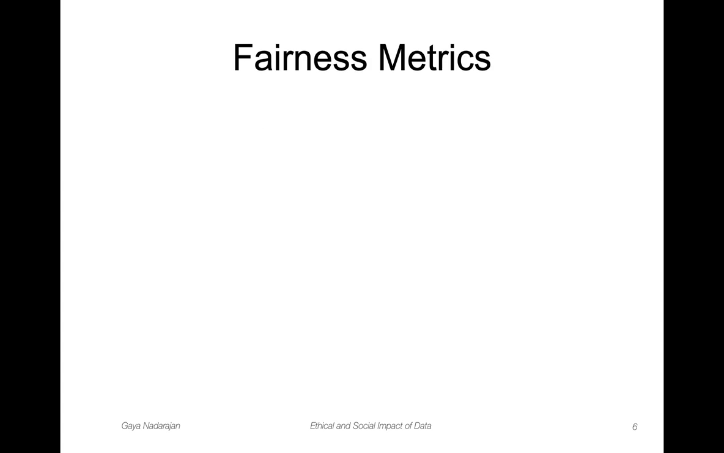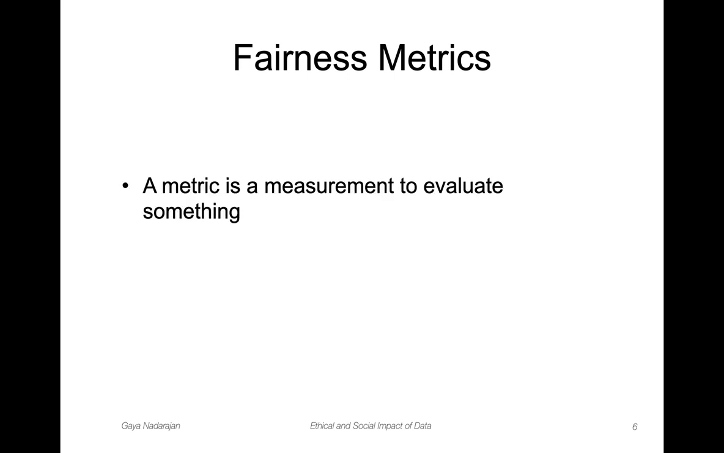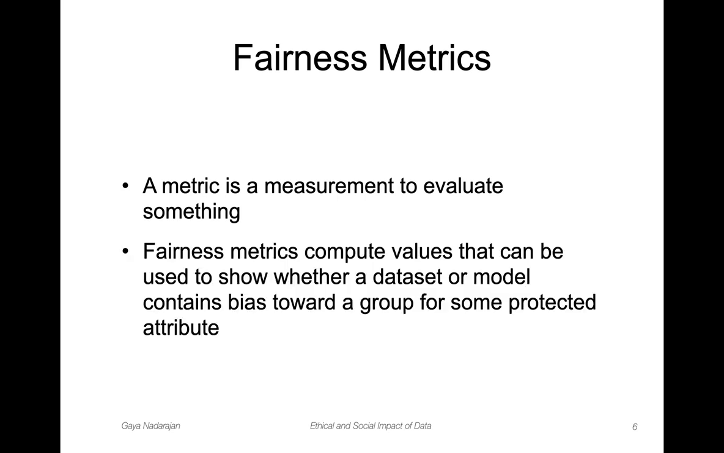Now that we've seen some considerations for data, let's look at what we call fairness metrics. People have come up with many metrics. How do we actually measure whether a particular model we have built, or a particular data set we have, is actually fair? A metric is a measurement to evaluate something. It's used a lot in science. And fairness metrics compute values that can be used to show whether a data set or model contains bias toward a particular group of people for some protected attribute. So now we can quantify and say, how can we actually measure whether this model is showing some kind of bias?